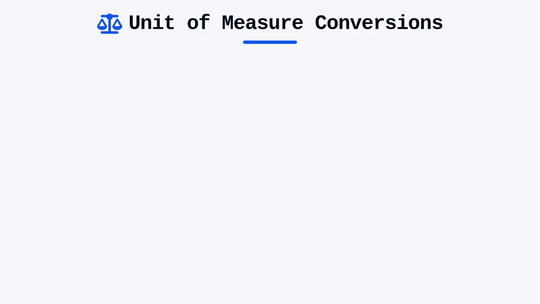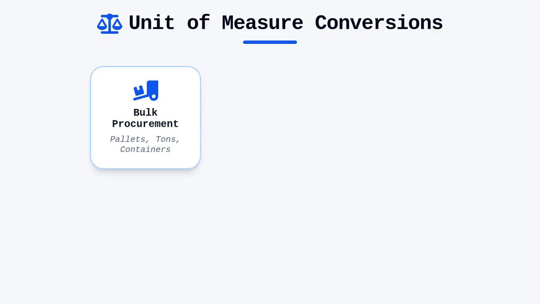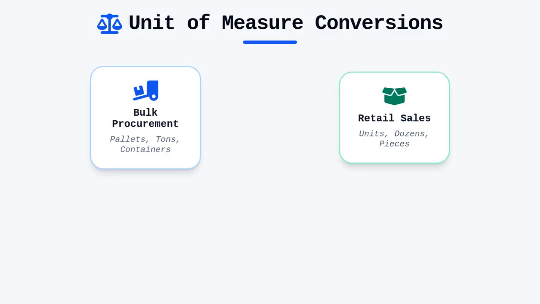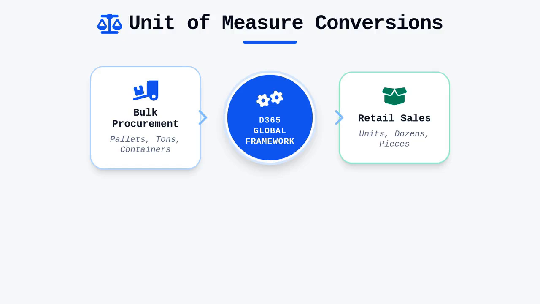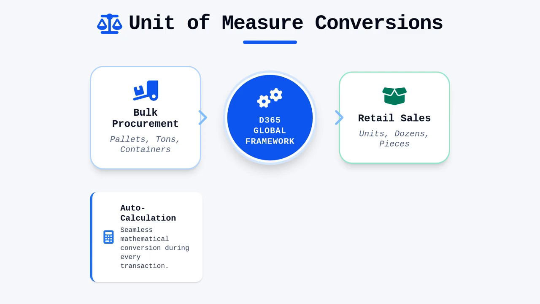Unit of measure conversions are the final critical piece of this structural puzzle. It is common for an enterprise to purchase materials in bulk, such as pallets or tons, while selling them in individual units or dozens. Dynamics 365 provides a robust framework to implement global conversions, ensuring that the system automatically handles these mathematical challenges during inventory transactions.